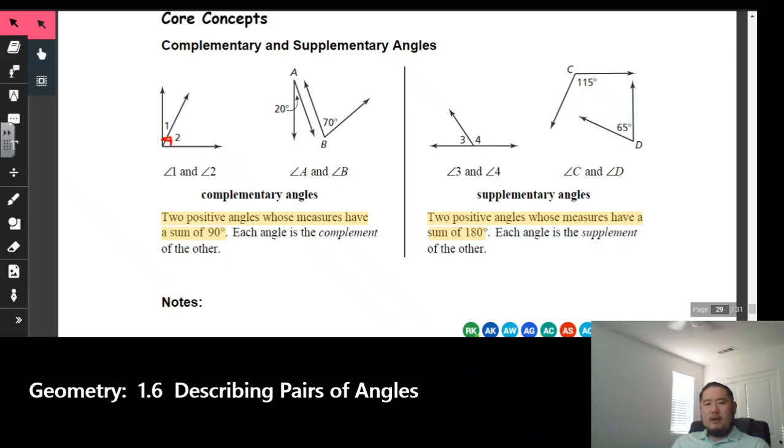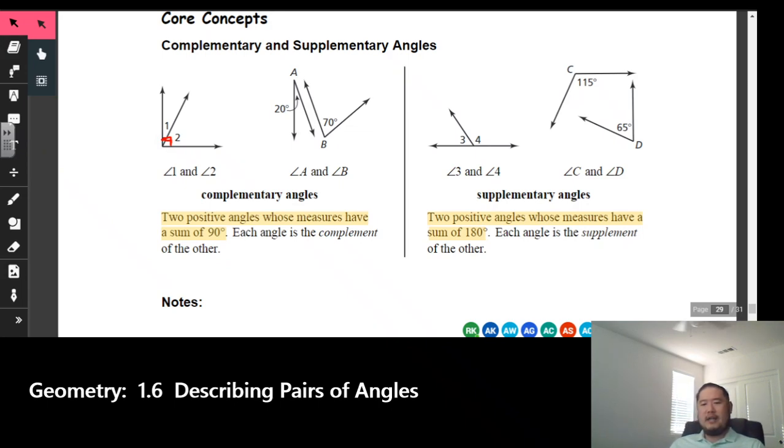Okay. So they could be right next to each other, and we'll talk about a term called adjacent shortly, or they could be split apart, and I can say right here in this example that angle A and angle B are complementary because they add up to 90 degrees.